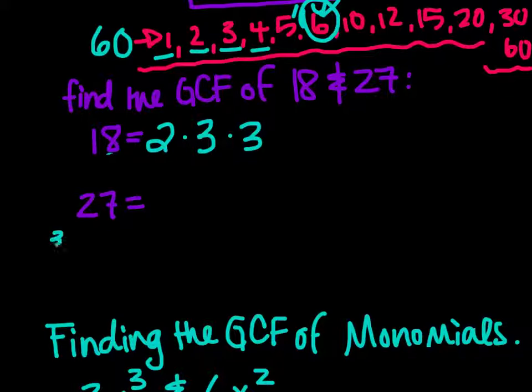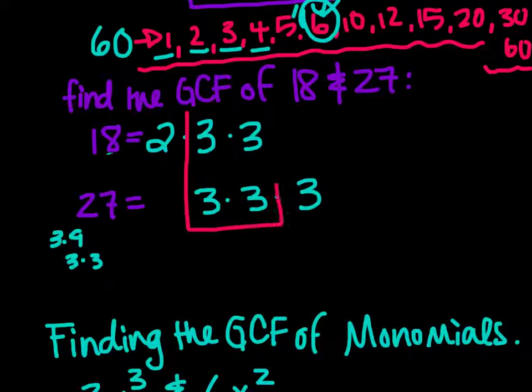All right, so then 27, let's look at the prime factorization of 27. 27 is essentially 3 times 9, and 9 can be broken down into 3 times 3. So we have 3 times 3 times 3. I'm going to line things up a little bit, because there is no 2 that takes care of 27. But there are 2 3s. We have 3 times 3 here, 3 times 3 here. They are in common with each other in the 18 and the 27.